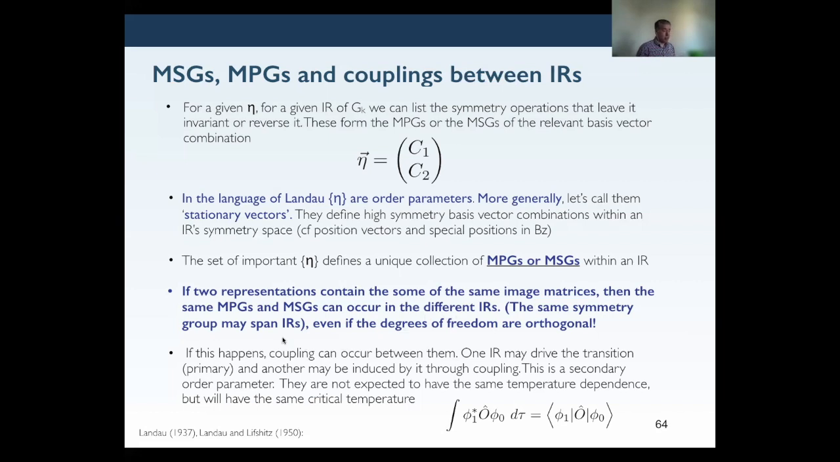Now, if you have the same symmetry group across different irreducible representations, then it means that their symmetries can be coupled together, and this coupling may happen according to one irreducible representation that's being the main drive for the transition. So we call this a primary irreducible representation, and another that gets induced through coupling. So we have a secondary order parameter as well. So you have two irreducible representations coupling together, despite the fact that their degrees of freedom are orthogonal. And this happens because they share the same symmetry. So it tells us about coupling.